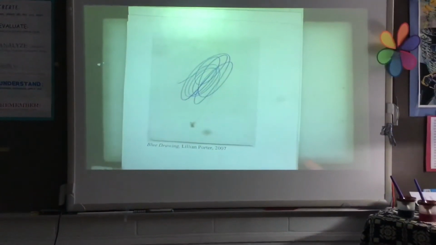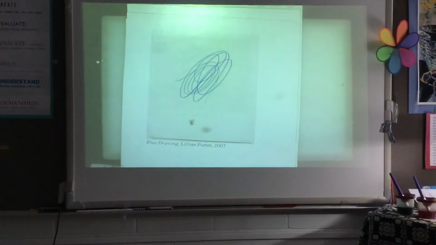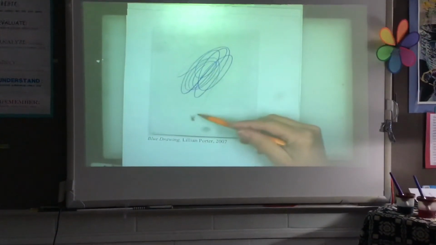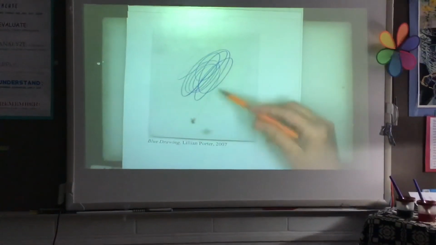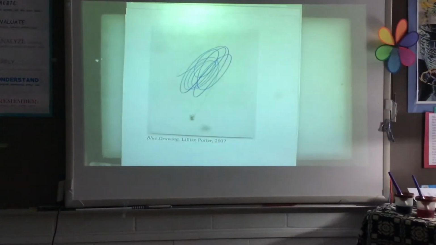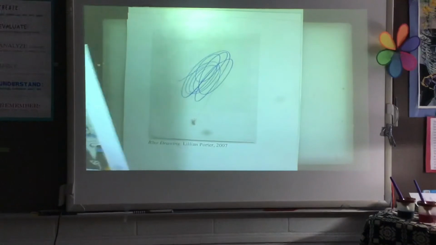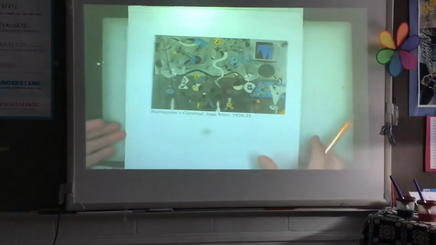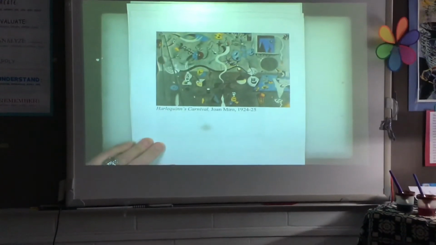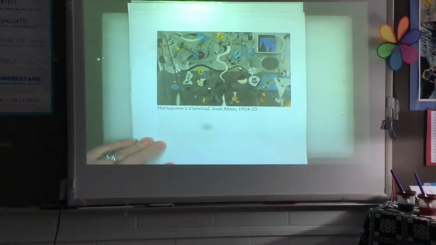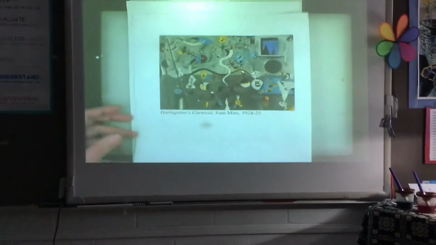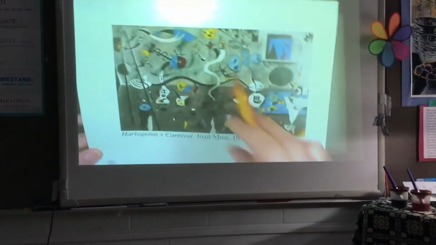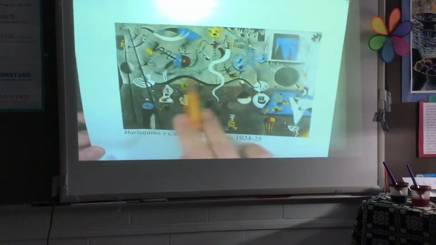This is called Blue Drawing by Lillian Porter. How would you describe that line? How would you describe this line and these? And I saved Harlequin's Carnival for last because there's so many different kinds of lines in this one. Even hold it a little bit closer so you can see. How would you describe this line and this?